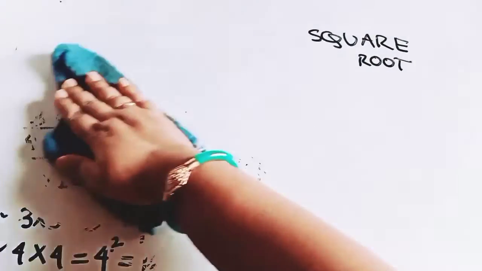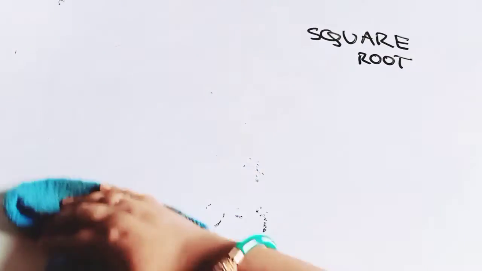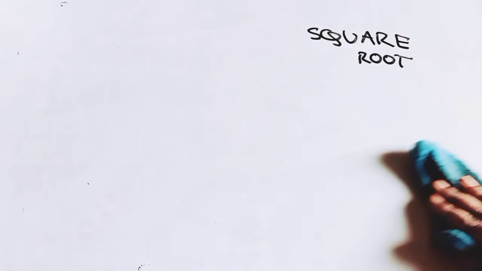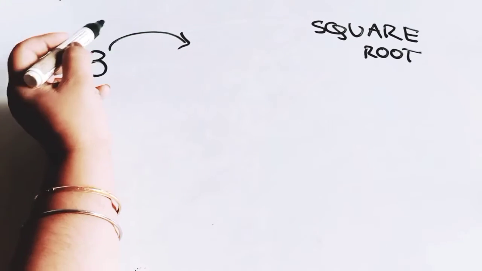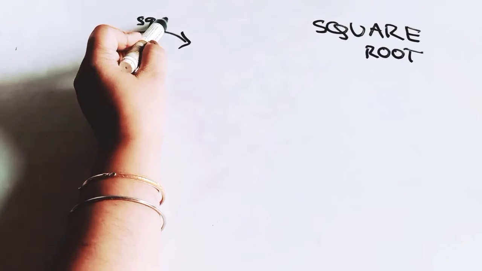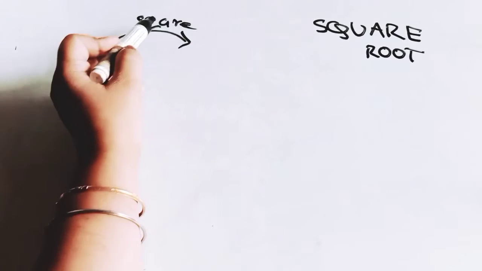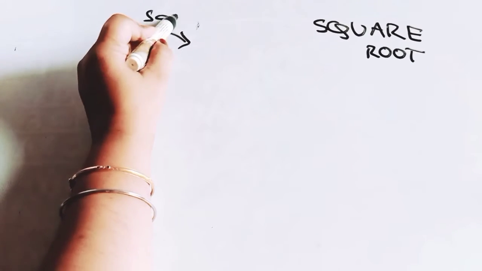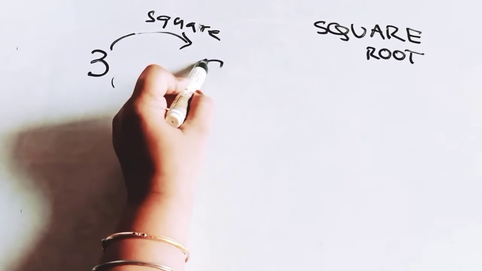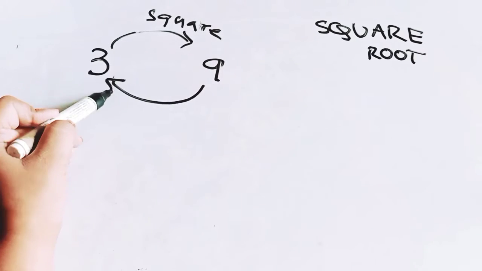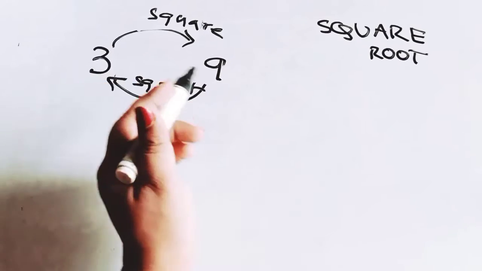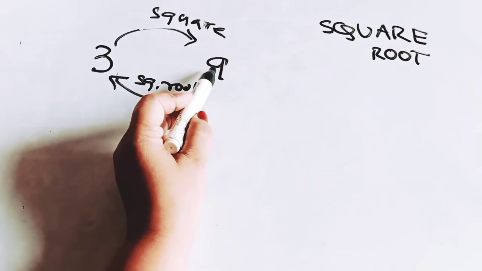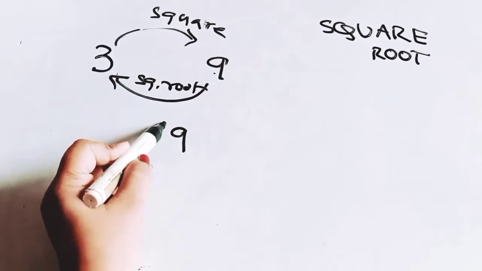Now, let us talk about another interesting part. What is it? It is square root. Well, what do you mean by square root? When 3 is squared, it becomes 9. 3 square becomes 9, and 9 square root will become 3. Just the opposite. That means we have to find out the factors by which 9 is divisible.